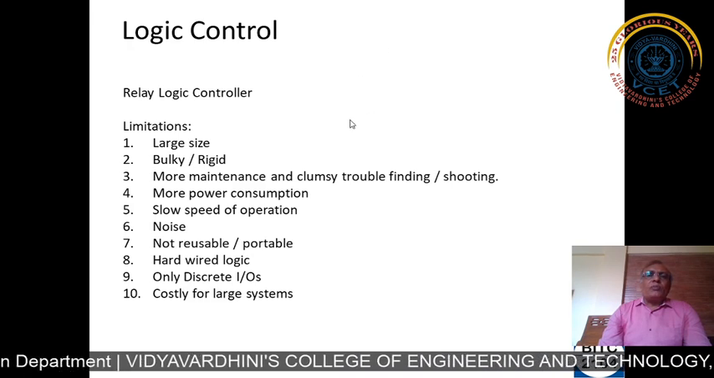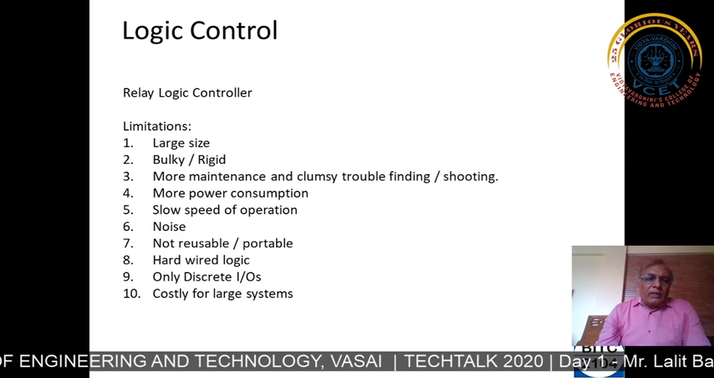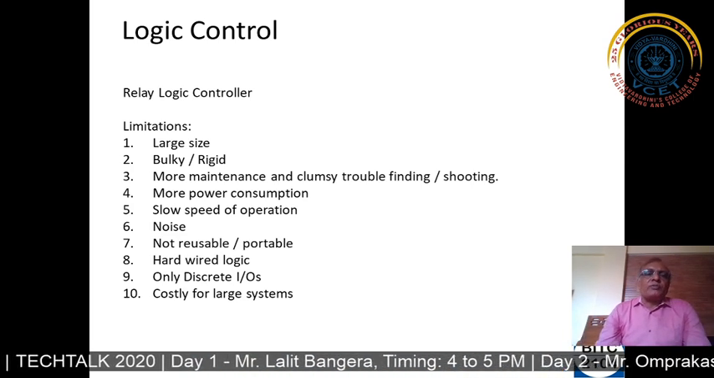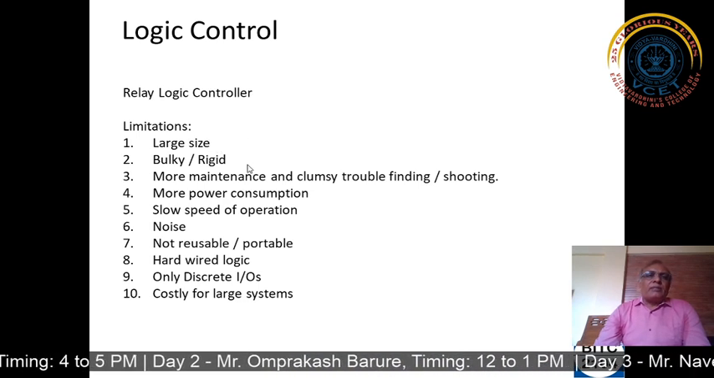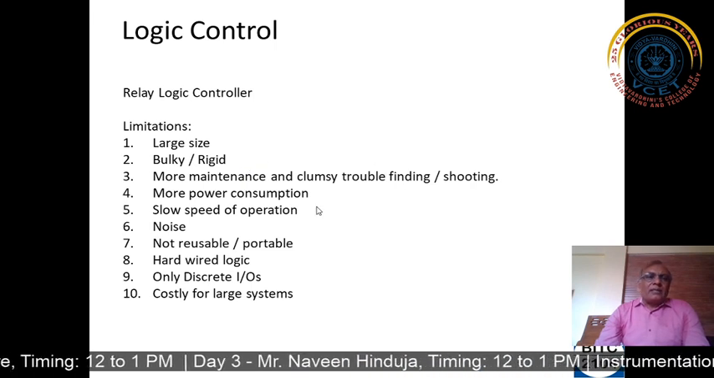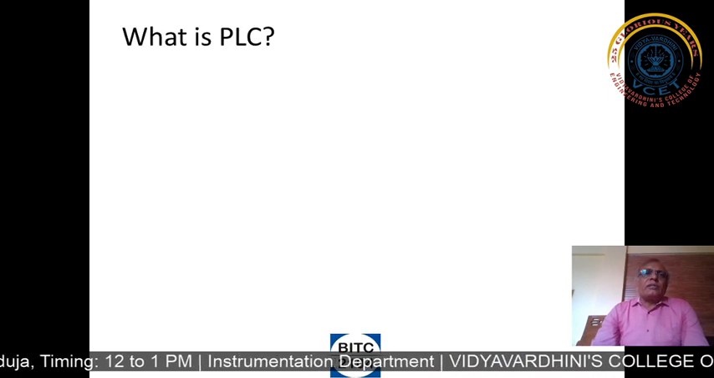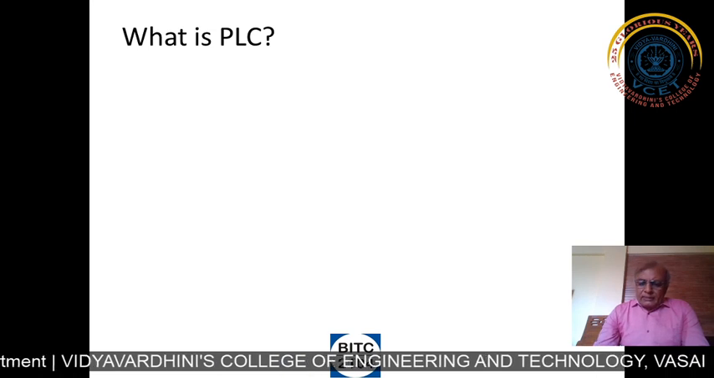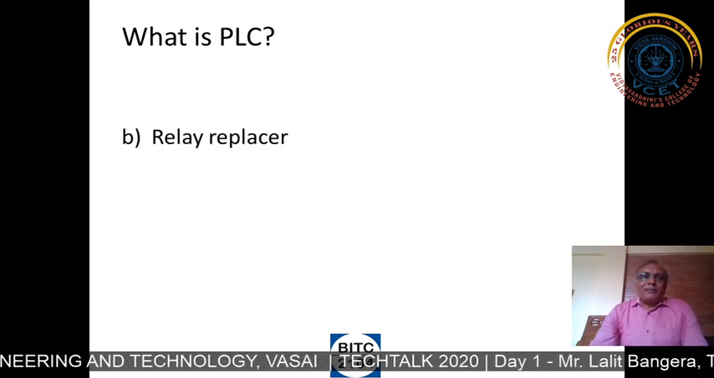Then what do you mean? I want to go for a new system. What do you mean by new system? Don't name that new system yet. But the new system will have exactly something which is opposite of this. That new system will have a small size. It is going to be lighter and very flexible. It will have no maintenance, right? Just take the opposite of this. This is what the new system is going to give you. What is that new system? PLC. How do you look at PLC? What is your perspective? It's a relay replacer, right?